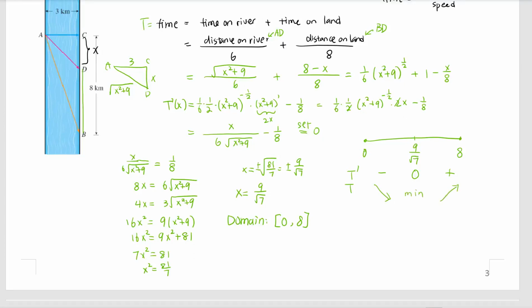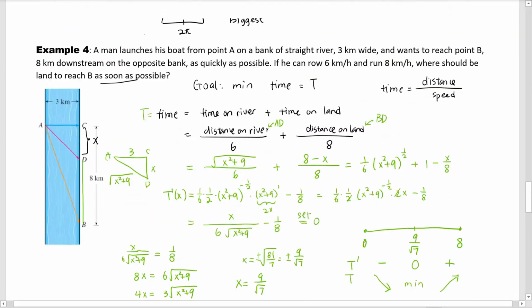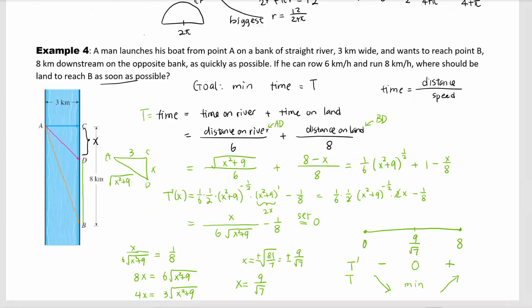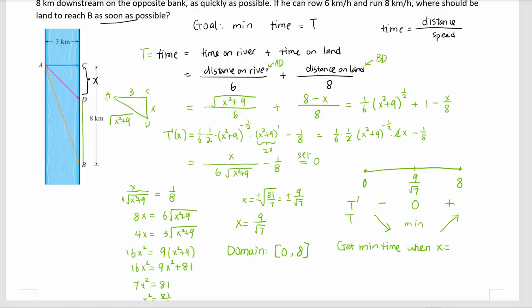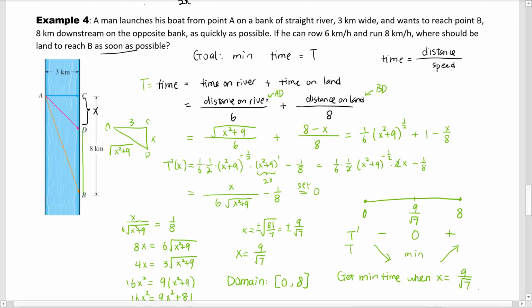This is actually a minimum. Okay, do we want to find the minimum? Yes. So actually the problem already tells you we want to find the minimum, right? So we want to minimize the time. So drawing the diagram is actually just to verify our answer. Okay? And it makes sense. We get the minimum time when x equals 9 over square root of 7 kilometers. Okay? So that is example 4.